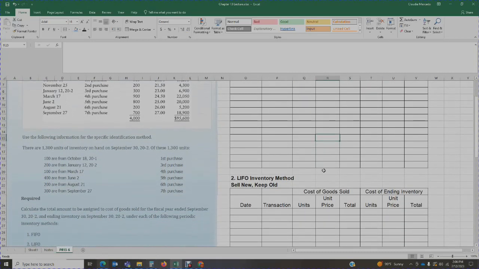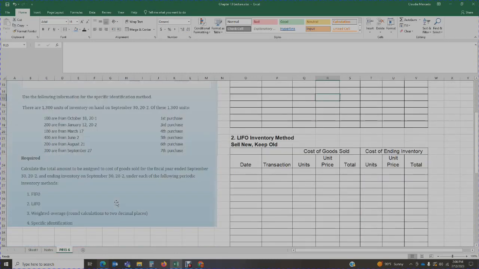Okay, so we've got the information. Now let's look at the requirements. We are required to calculate the total amount to be assigned to the cost of goods sold for the fiscal year ended September 30th and the ending inventory on September 30th under each of the following periodic inventory methods. So we're going to do the same exact calculation, but we are going to do it using the 4 methods so we can compare the difference between the 4. Okay, we're going to calculate under FIFO, LIFO, weighted average, and specific identification. For the weighted average, we have to round our calculations to 2 decimal places.